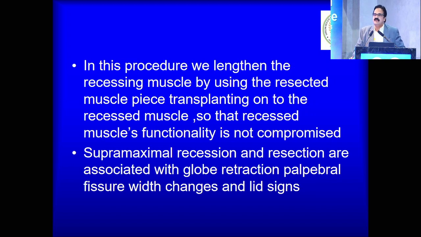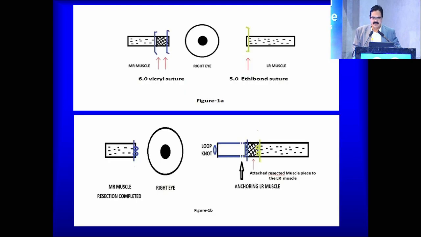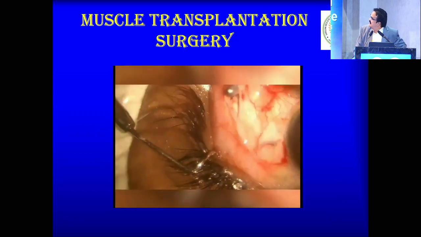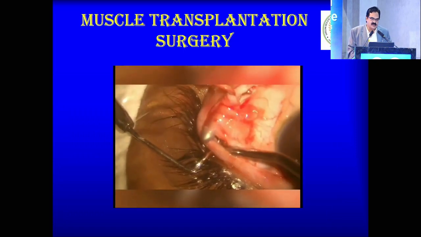In this procedure, we use the resected muscle piece and transplant it onto the recessed muscle, and that recessed muscle length is increased so that the arc of contact is maintained very well, and at the same time its functionality is not compromised, and it enhances the recession effect. So here I can show that picture and I can show the video. This is a muscle transplant surgery, a snippet video.